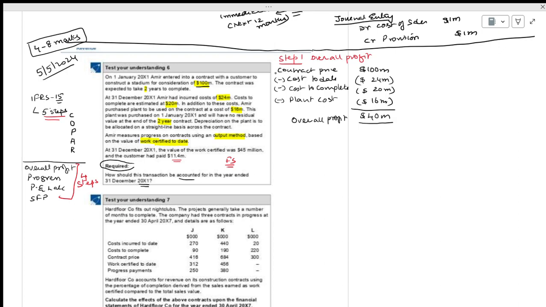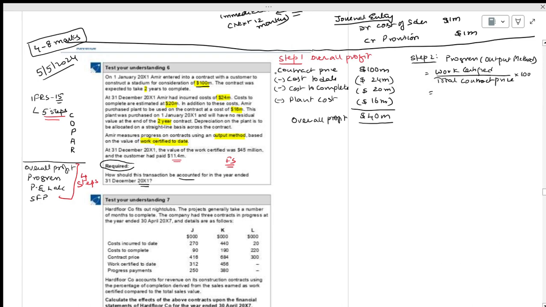Are you clear about this? Yes, doctor. Step 2. We have to take the progress. Which method are they using? They are using the output method. What is the formula for the output method? It is work certified divided by total contract price, times 100.